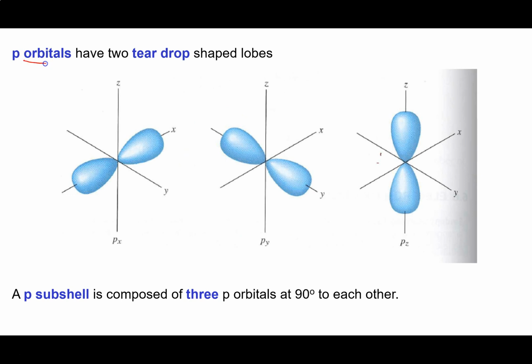The orbitals that are found within a P subshell have this weird arrangement of 2 teardrop shaped lobes that touch at their pointy ends. There are 3 of these that make up a p subshell, and they're oriented at 90 degrees to each other. One of these orbitals is oriented along the x-axis, one is oriented along the y, and one is oriented along the z.